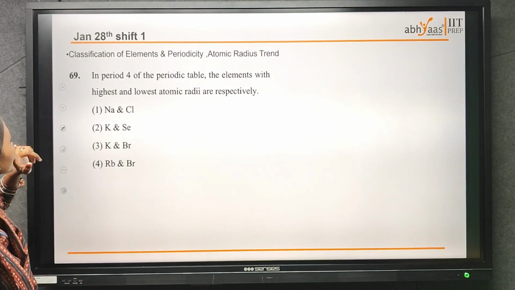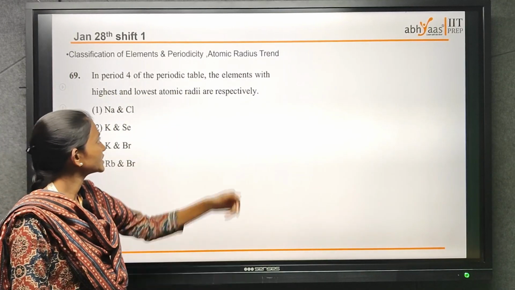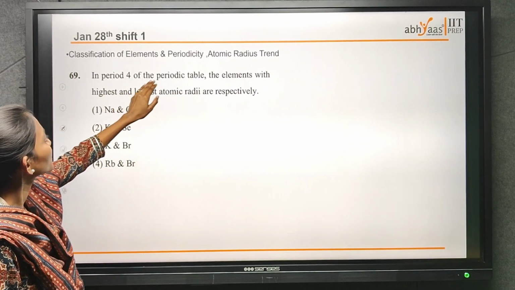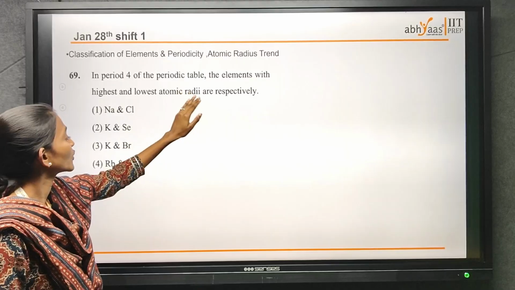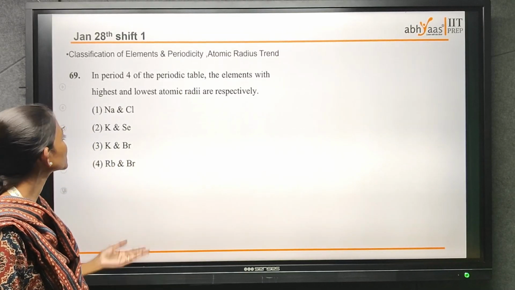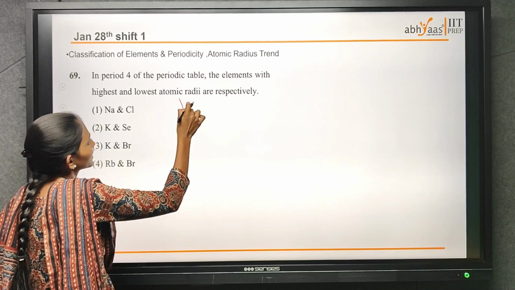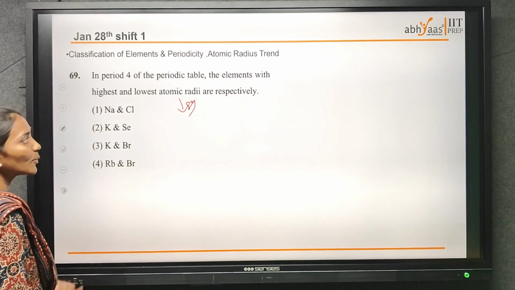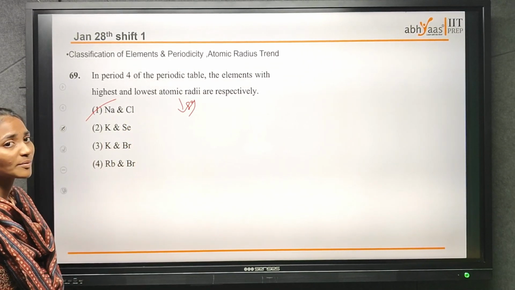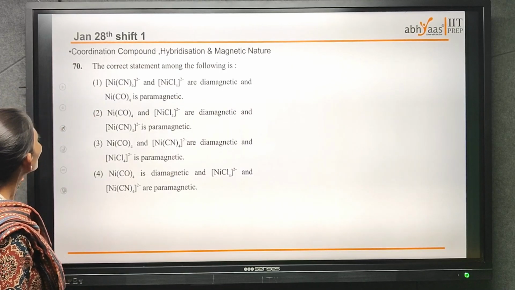Conceptual based. Moving on to next question, classification of elements and periodicity, right? In period 4 of the periodic table, the elements with highest and lowest atomic radii respectively. As we all know, moving from left to right, atomic radius decreases, right? So what will be the option? Very simple answer, which is sodium and chlorine. Moving on to the next question.